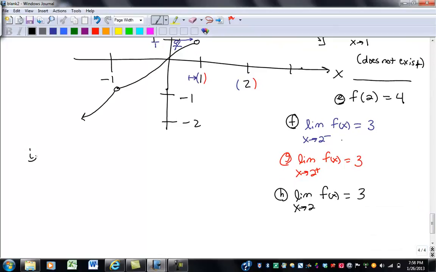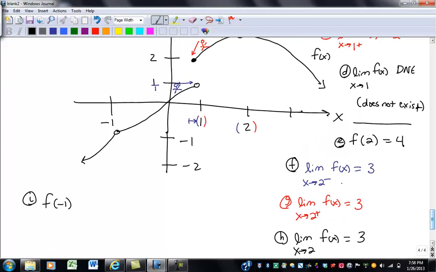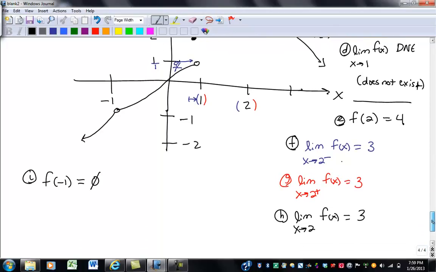Now let's do some more. What if I ask you to find f of negative 1? Well, what that means is find the y value when x is negative 1. And if I go over to negative 1, I see a hole. That hole is at y equals negative 1. But it's a hole. It's an open gap. There's nothing shaded here. If there's nothing shaded here, that y value doesn't exist. A lot of times people will write the empty set, or does not exist also works. There is no y value.